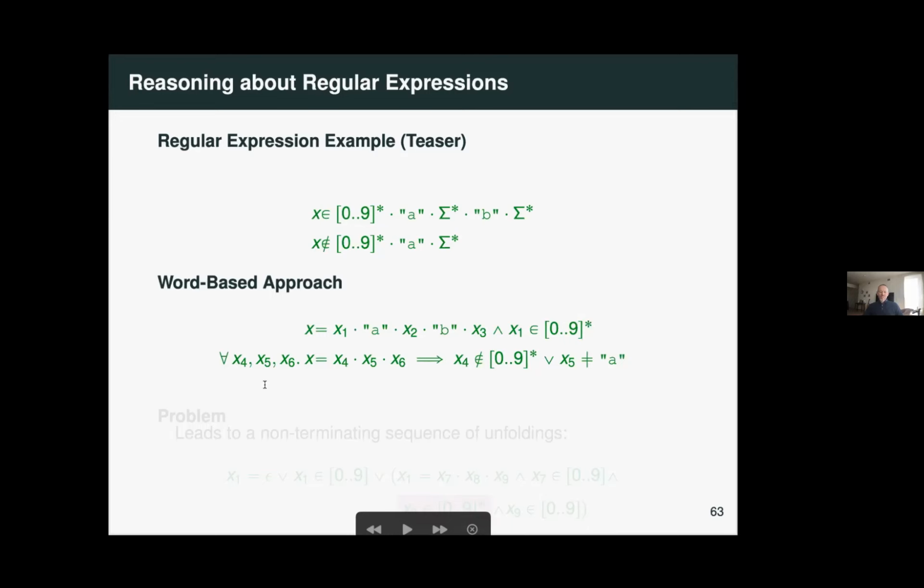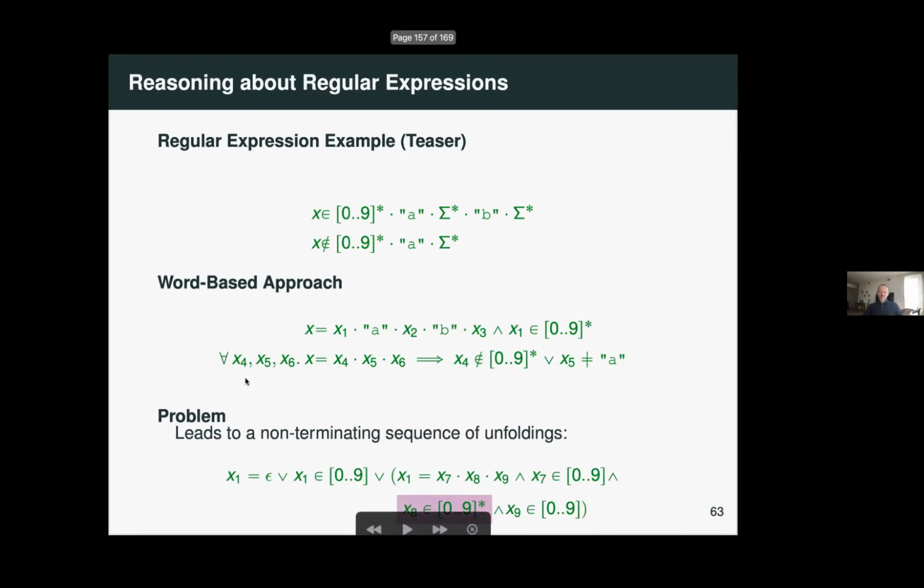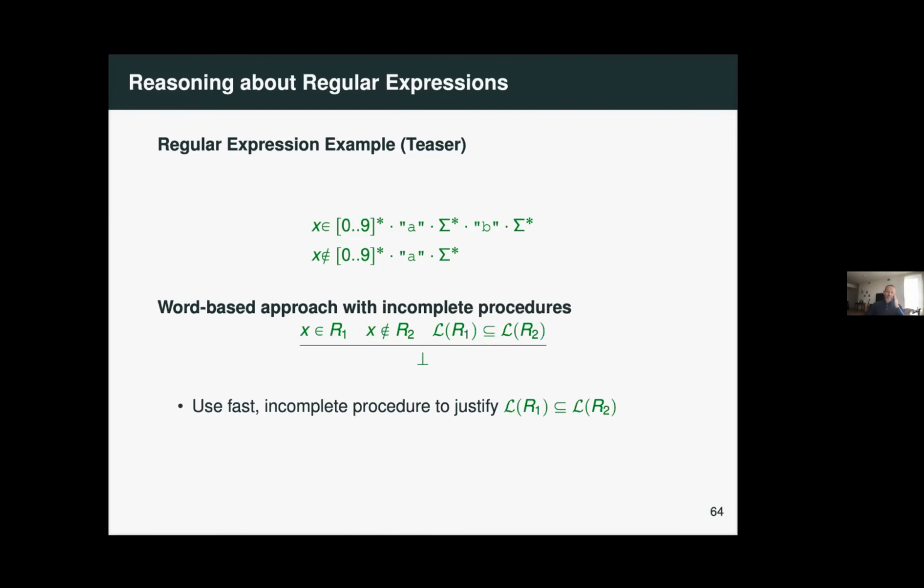And the problem is that this leads to a non-terminating sequence of unfoldings, okay? Because for this X1, we have to expand that out again into another sequence, which could be expanded further. Now this does work in some cases, but for the case here, it's not going to work. And so you can, again, look at the kinds of problems that come up in practice and find novel solutions. So an example of what we can do here is we again build a little mini inference engine that can reason about language containment.